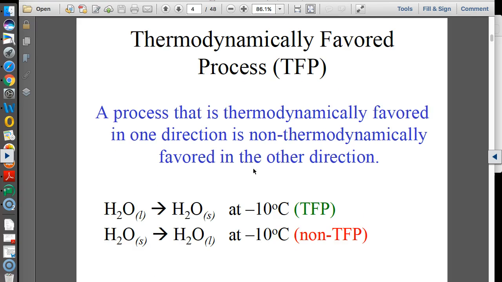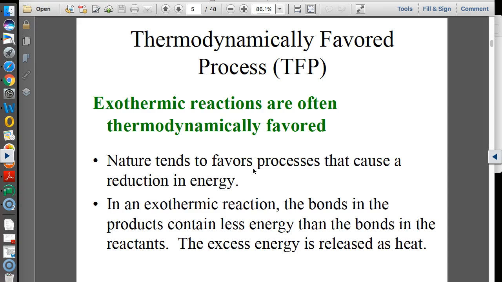So big thing here, if the forward reaction is thermodynamically favorable, then the reverse reaction won't be, and vice versa. That's pretty straightforward. Exothermic reactions are often thermodynamically favored, but not always. We saw that yesterday when we did the POGL. Some of the things that were exothermic were actually not thermodynamically favored. It happens to be most of the time, but that's not a hard and fast rule.